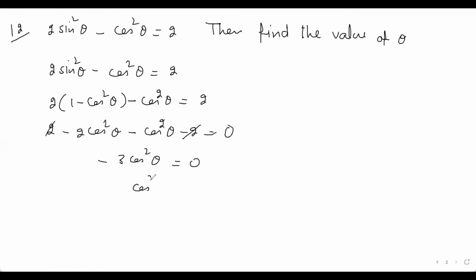So cos² θ is equal to 0. It means cos θ is equal to 0, and cos θ is 0 when θ is 90 degrees. So the value of θ is 90 degrees.